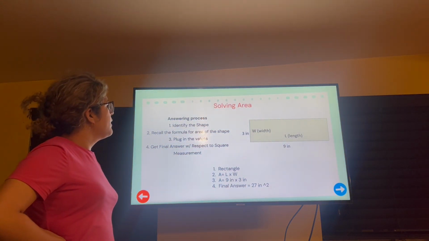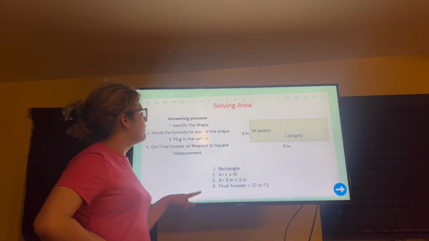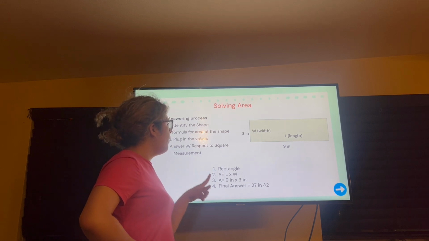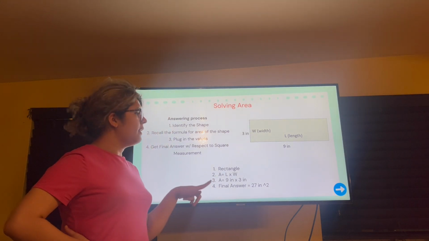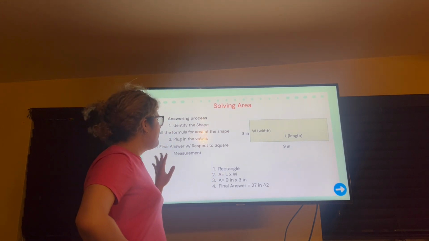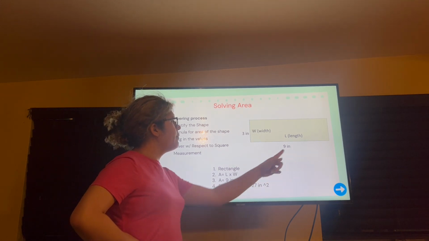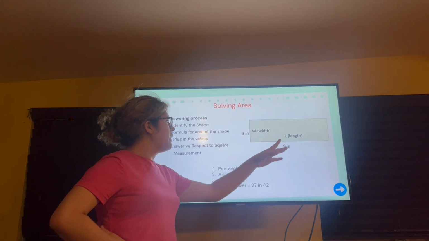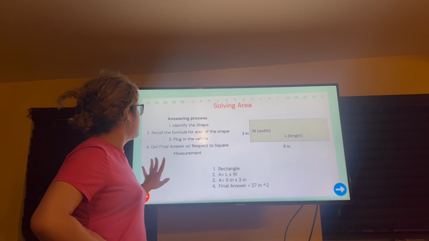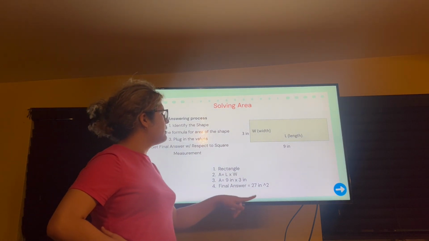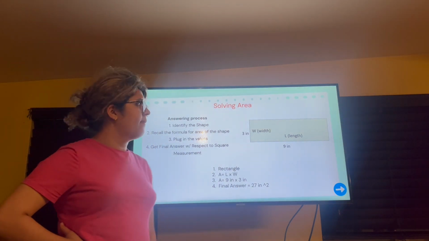So then for this figure, we know for step 1, it's a rectangle. We know its formula is area equals length times width. And then the values are 9 inches times 3 inches, length and width. And then step 4, the final answer, is 27 inches square.